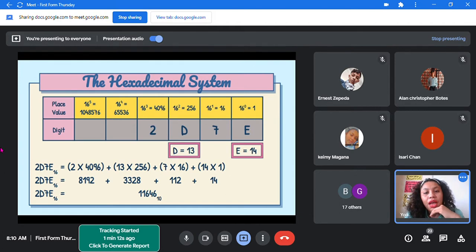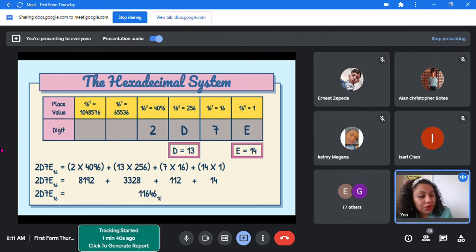Now, I will be multiplying the 2 with the number at the top, the D with the number at the top, the 7 with the number at the top, and the E with the number at the top. So E is going to be times 1, 7 is going to be times 16, D is going to be times 256, and 2 is going to be times 4096.